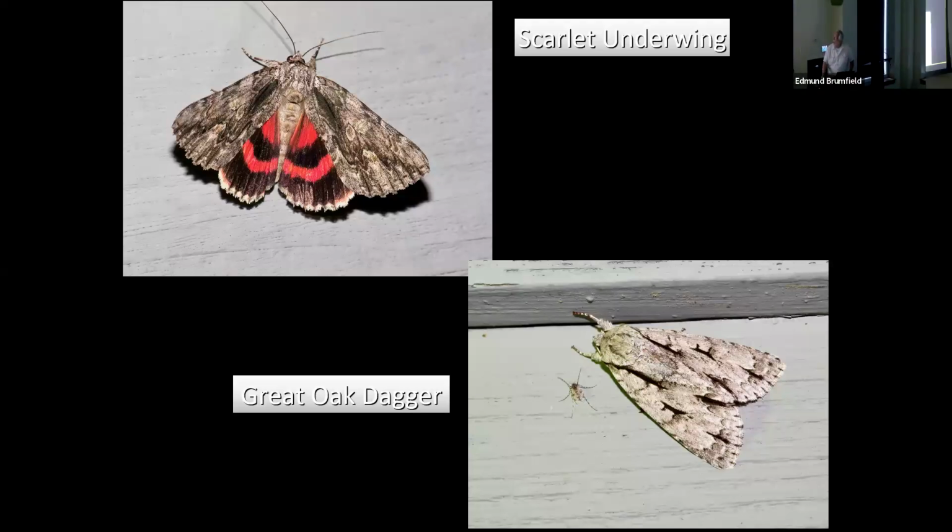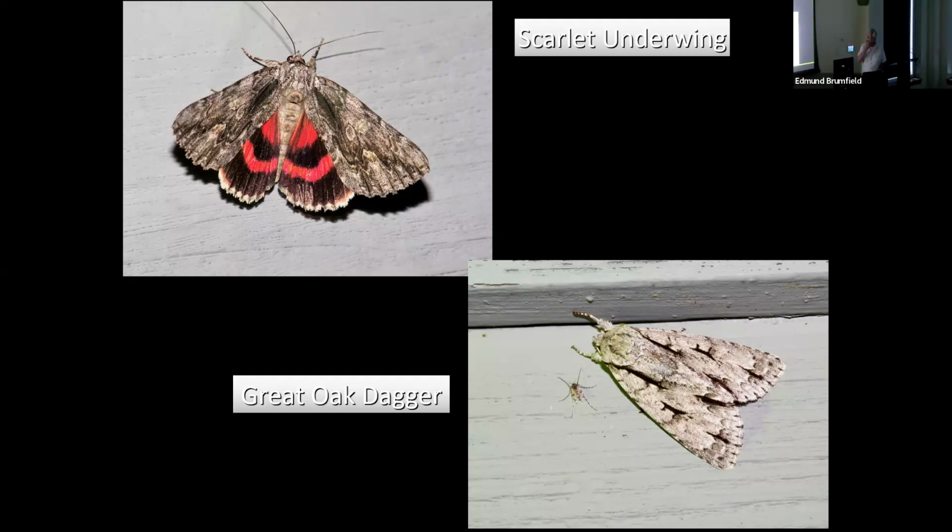So the scarlet underwing is one of many species of underwings. They're called underwings because you really need the hind wing or the underwing to identify them, and they can be red and black, orange and black, yellow and black, pink and black, white and black, or just plain old black with a white fringe. This one happens to be one of the red ones, the scarlet underwing.